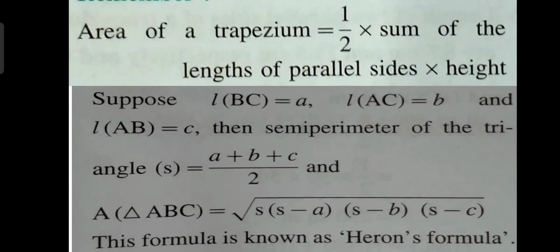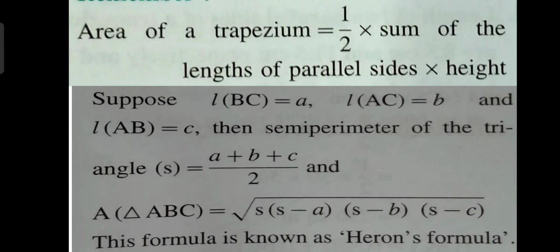Suppose length BC is equal to a. We are having the triangle ABC, and in that BC is equal to a, AC is equal to b, and AB is equal to c. Then semi-perimeter of the triangle, which is denoted by letter s, is equal to (a + b + c) upon 2. And the area of triangle ABC is equal to the square root of s(s - a)(s - b)(s - c). This formula is also known as Heron's formula.